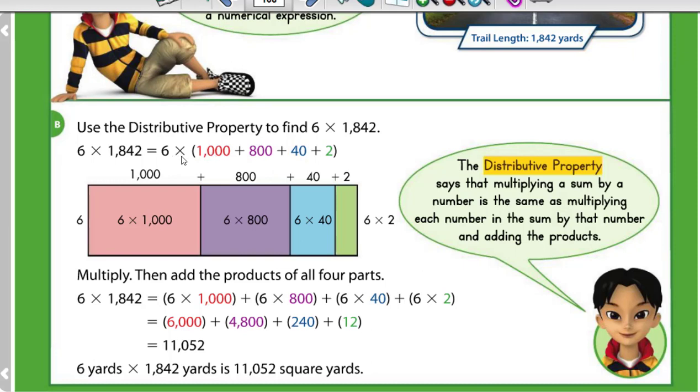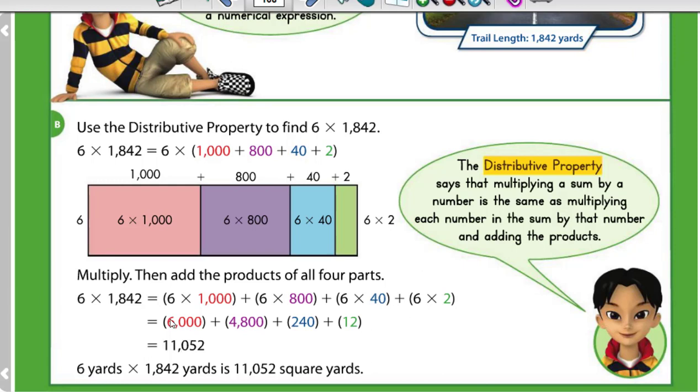It will be 2 ones, 4 tens, 800s, and 1000s. Now, how to do the multiplication? We use distributive property. What is the meaning of distributive property? Remember, this is distribute. Distribute means that we give each one from the numbers in the bracket, we give them times 6. So times 6 will be times 1000, and times 6 with 800, and times 6 with 40, and times 6 with 2.